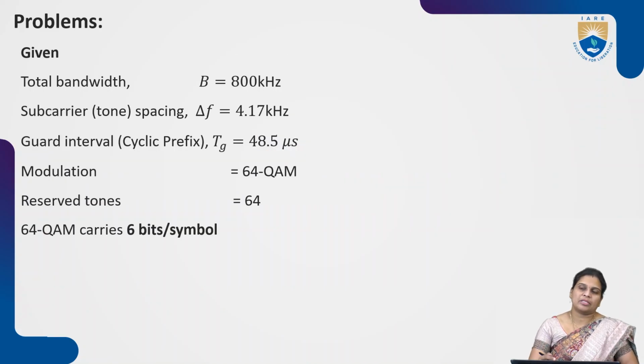Based on the given problem, this is the data. The total bandwidth B equals 800 kHz. The subcarrier spacing is 4.17 kHz, which is not the exact value but a rounded off value. The guard interval, the cyclic prefix, is 48.5 microseconds. The modulation technique is 64 QAM, and the reserved tones equal 64. 64 QAM carries 6 bits per symbol.